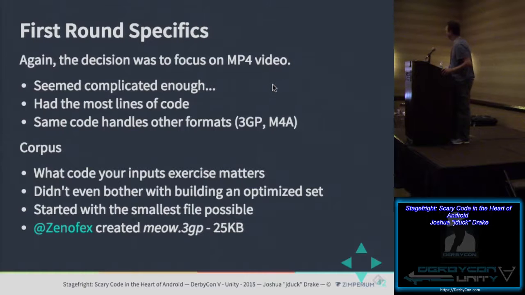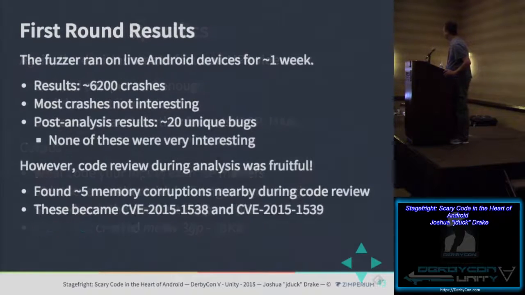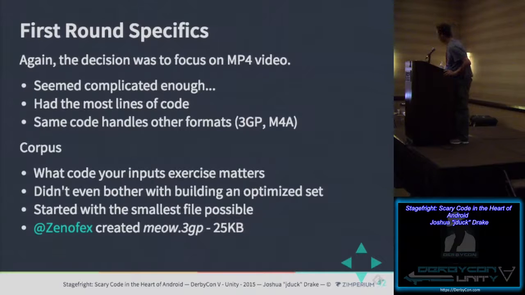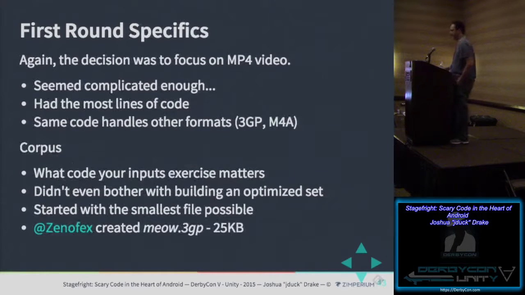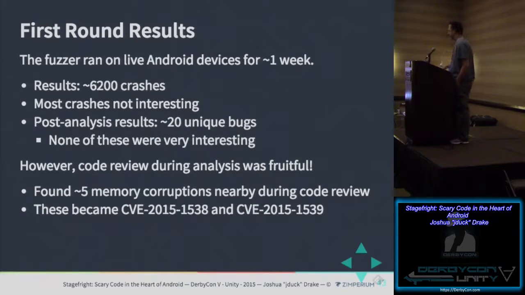So the first time we fuzzed some stuff, it was a really dumb fuzzer. We didn't really bother with building a huge corpus. Our goal was to find the smallest file we could, literally the smallest one. Okay, so that's the meow one. If you've seen any of the cat pictures of this work, that's the one. You guys saw it in the browser before. That's the video we used for testing tons.